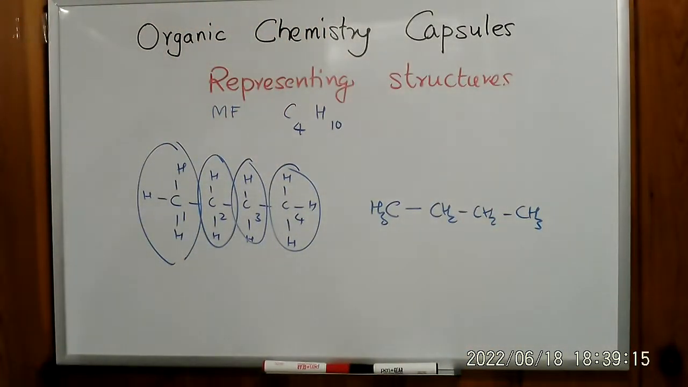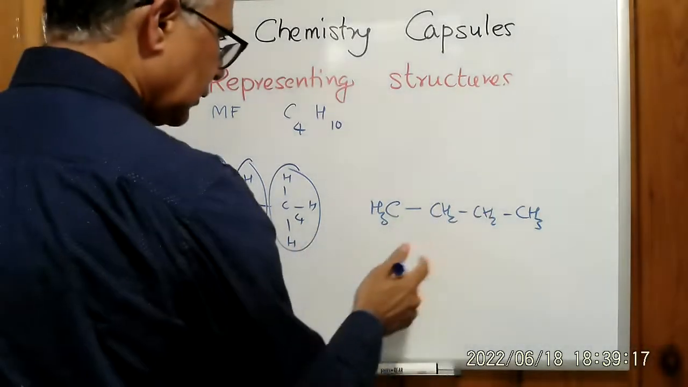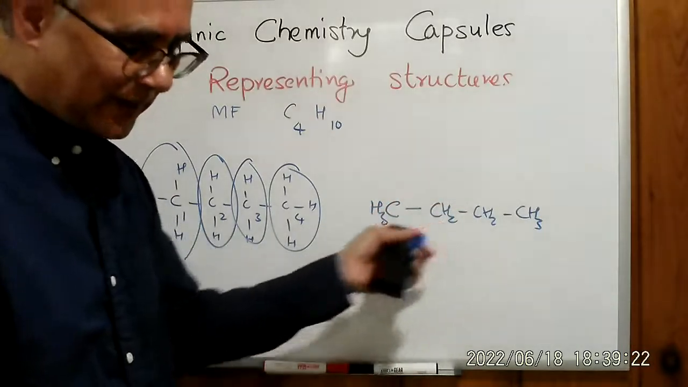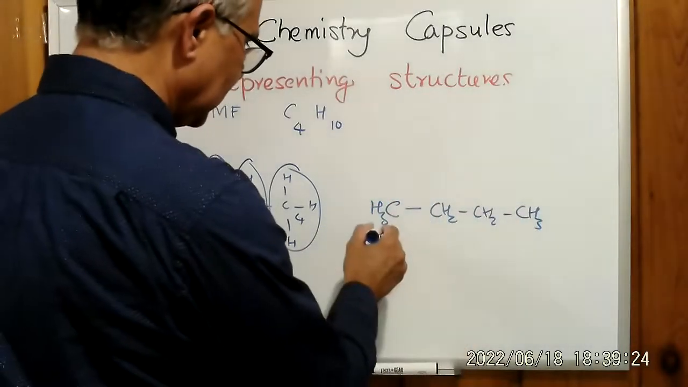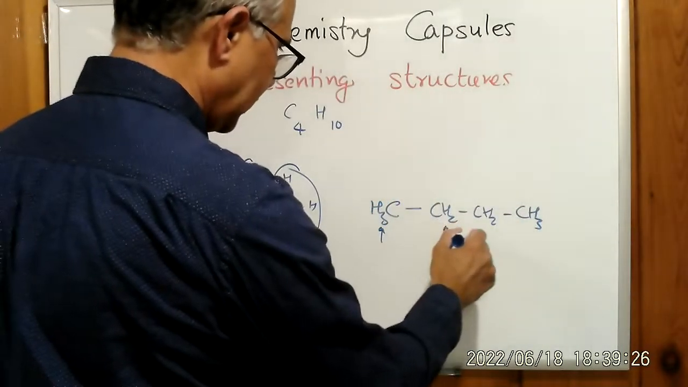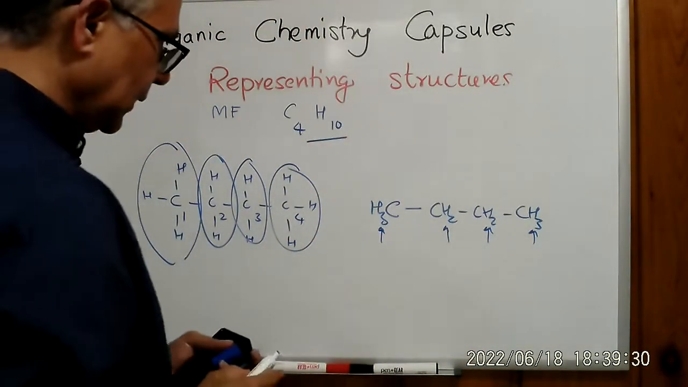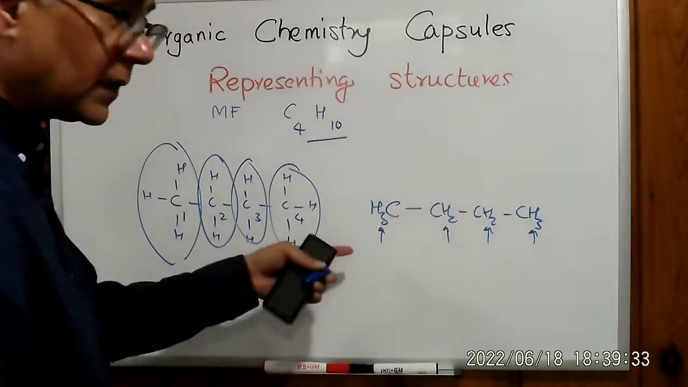Okay. So if you want to count whether there are 4 carbons, of course there are 4 carbons. That's more clear. Let's count hydrogens. 3 hydrogens plus 2, 5, plus 2, 7, plus 3, 10. So C4H10.